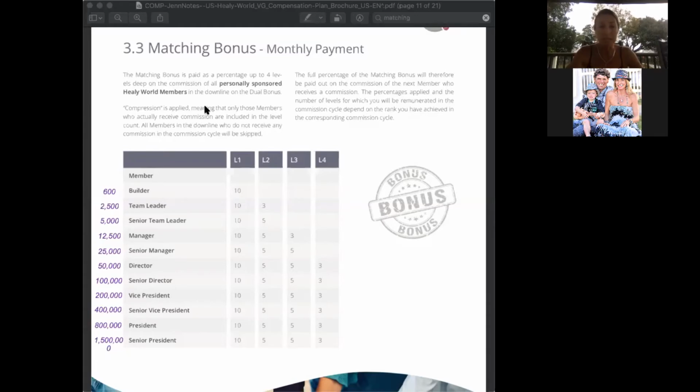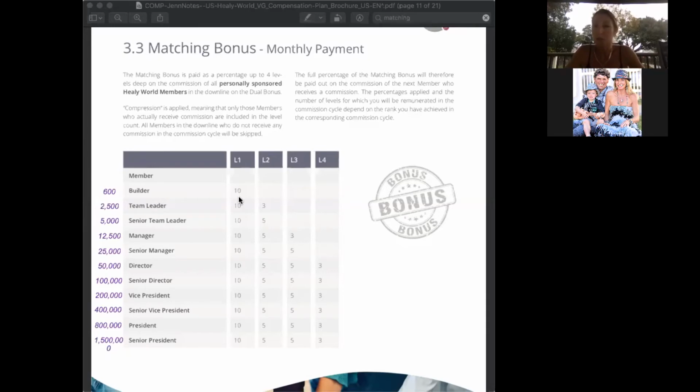So what that means is, if we look down here at builder, for example, once you reach the rank of builder, you'll remember builder means you have 1 active personally sponsored member on each leg and a total volume of 600 for that month. Then you get paid 10% on every single level 1 person you've ever sponsored. That's amazing. If you've sponsored 30 people, if you've sponsored 4 people, you get paid 10% of every single one of them's dual bonus that they earned, okay?